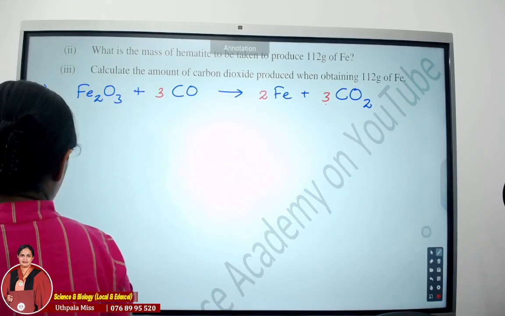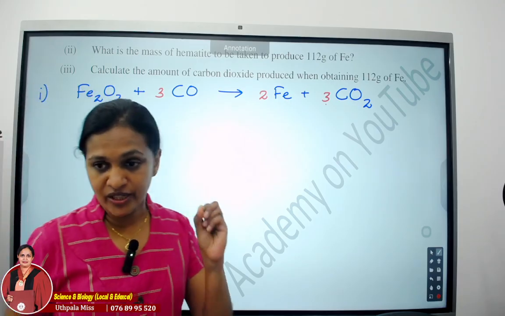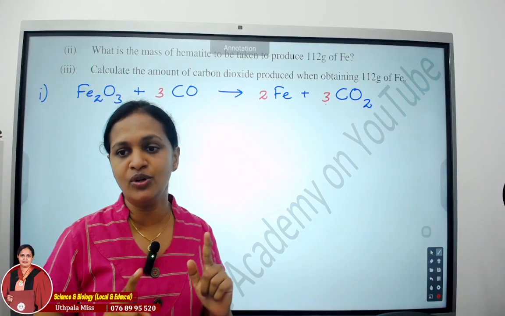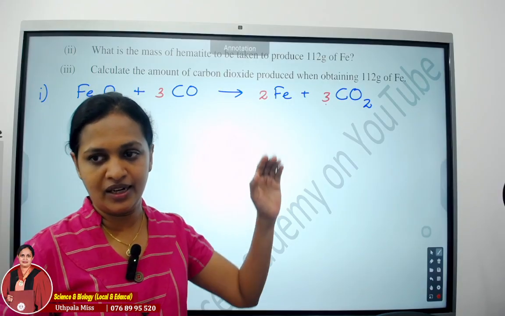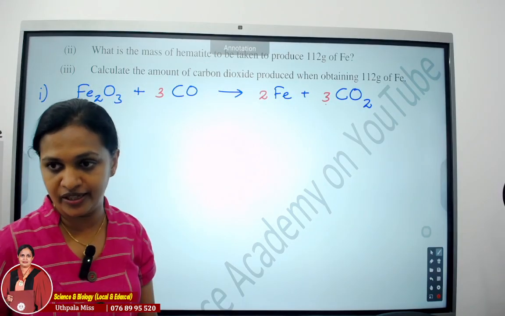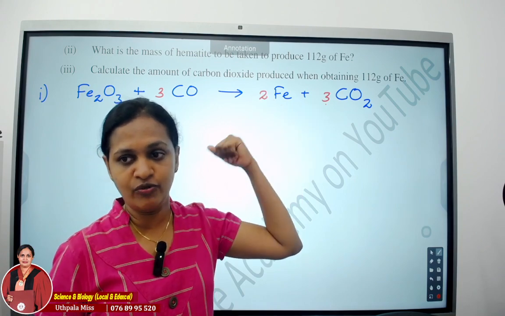Okay. Now we have done the first part. Then the importance of balancing the equation is we can get an idea about the molar ratio. Now they ask us something real: what is the mass of hematite, Fe2O3, to be taken to produce 112 grams of iron?